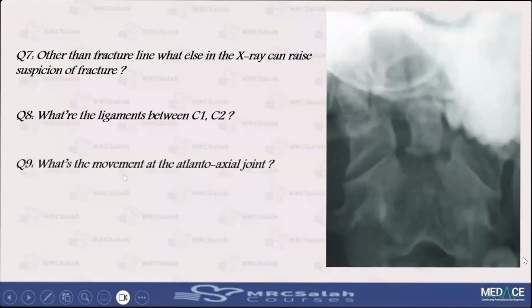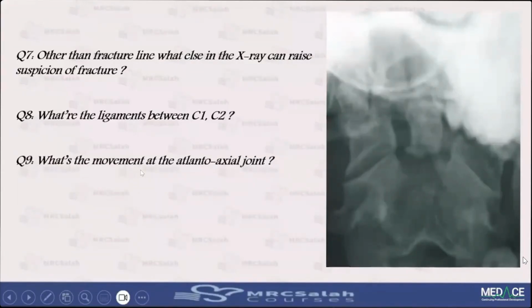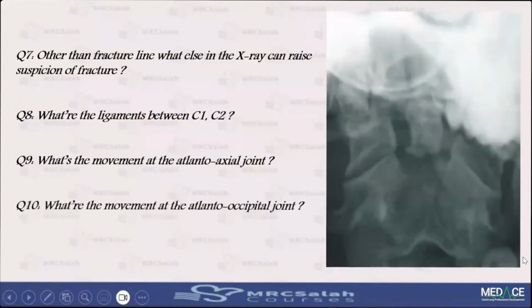Cruciate ligament, yes. What are the movements at the atlantoaxial joint, please? It is extension and flexion, and I think lateral extension, and I think axial rotation as well. I'm not sure. What about the atlanto-occipital joint? What are the movements at the atlanto-occipital joint? I'm not sure. Maybe just extension and flexion as well.